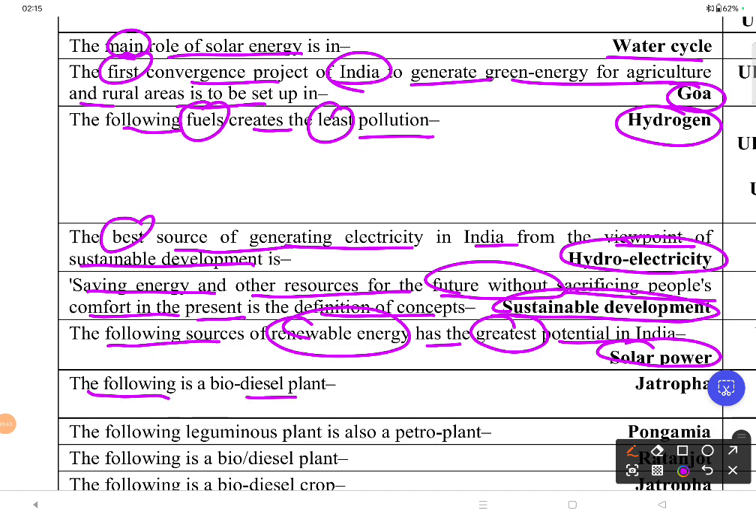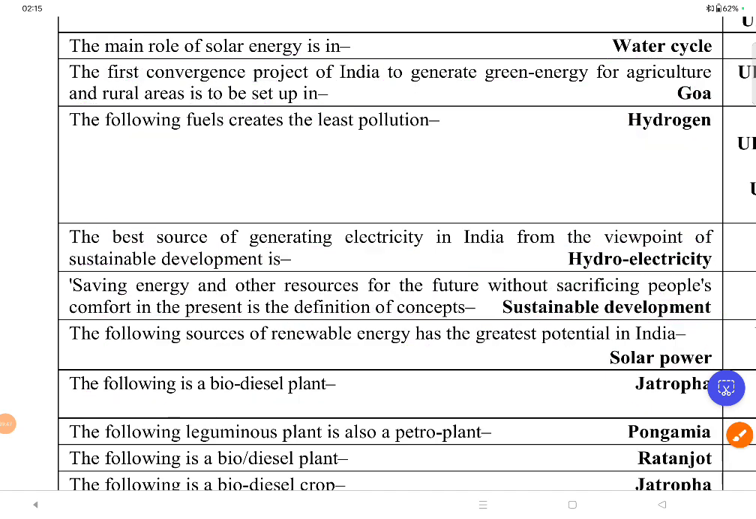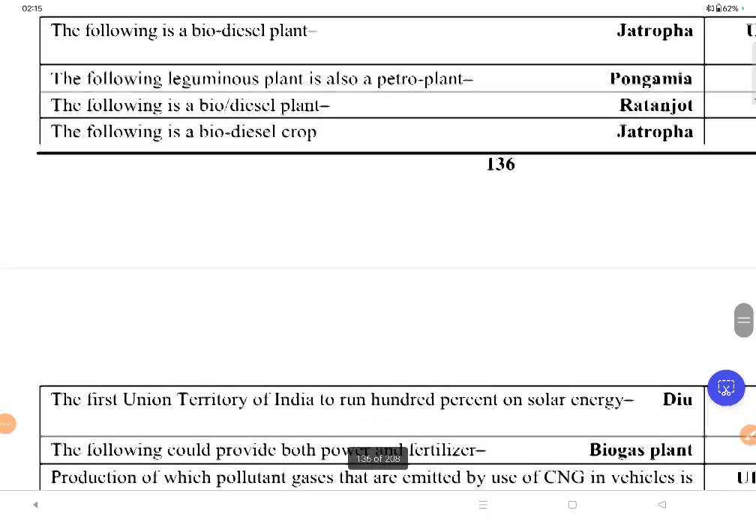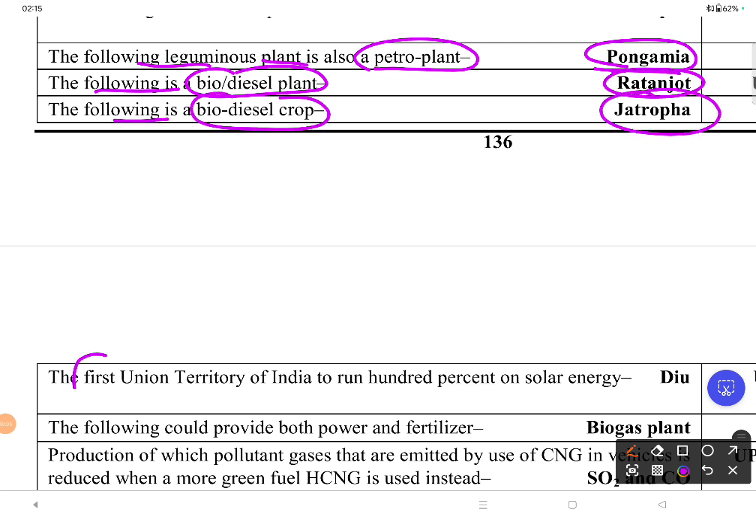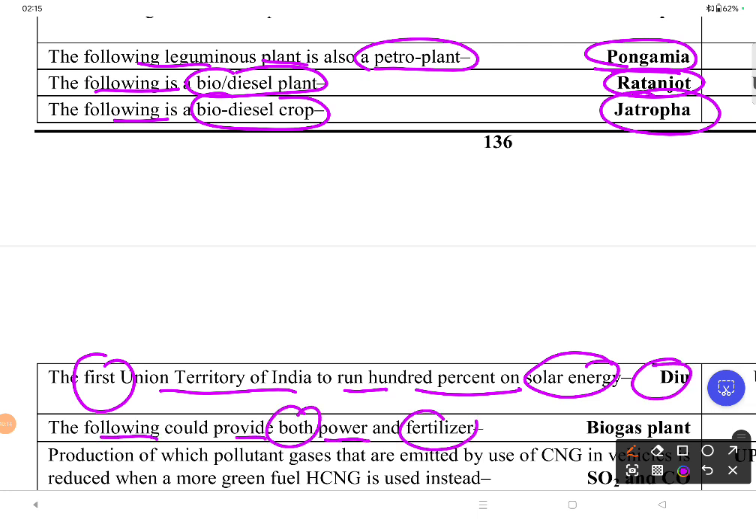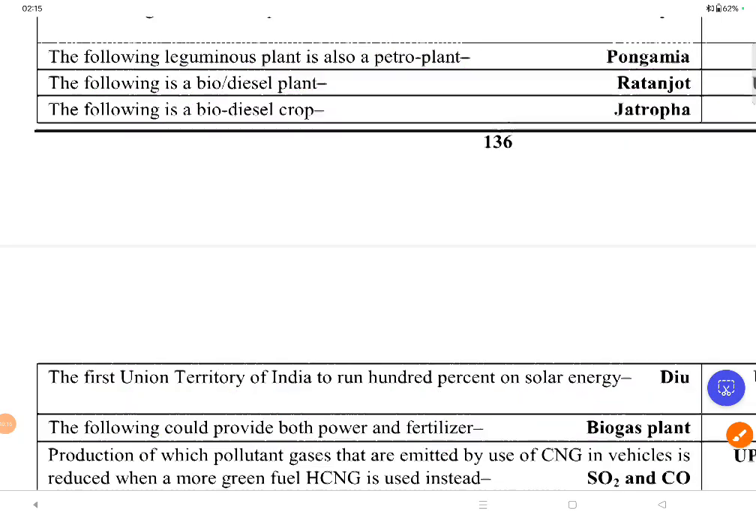The following is a biodiesel plant: Jatropha. The following leguminous plant is also a petro plant: Pongamia. The following is a biodiesel plant: Ratanjot. The following is a biodiesel crop: Jatropha. The first Union Territory of India to run 100% on solar energy is Diu. The following could provide both power and fertilizer: biogas plant.